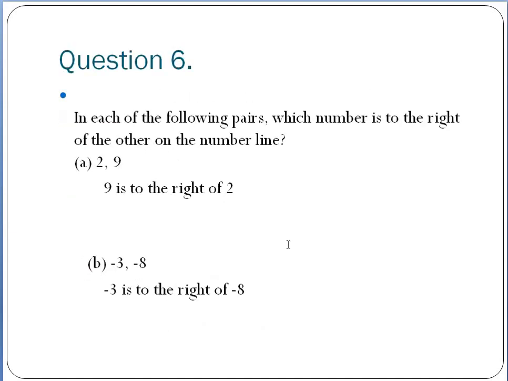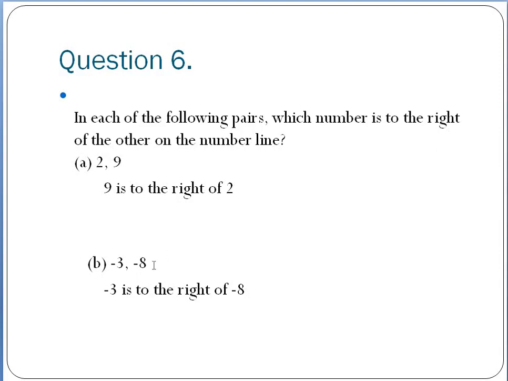Now we'll go for the next sum. Question number 6. In which of the following pairs, which number is to the right of the other on the number line? So 2 and 9, which will come on the right? We have already learned that as you go to the right in a number line, the numbers increase. So the bigger number will be on the right. Here 2 and 9, 9 is the bigger number. So 9 is on the right of 2.